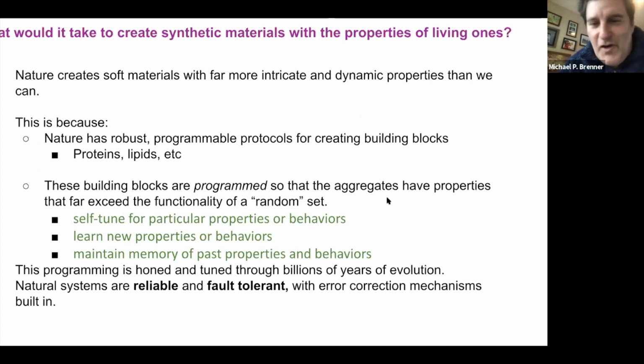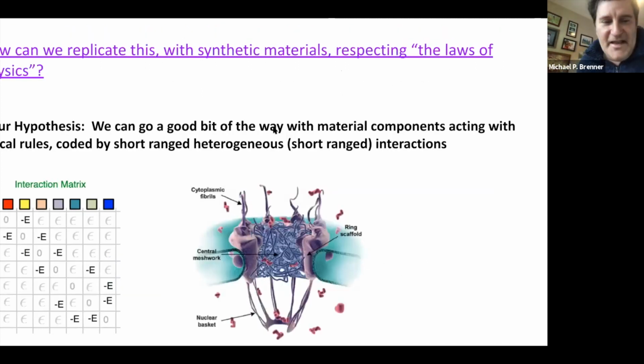There's a school of thought that says the reason it's so hard to do any of this stuff is because you have to tune it so specifically for it to work. It might be robust. There might be a wide range of parameters such that the thing works, but you still have to find where you are in the parameter space for it to work, and that's tough. The programmed building blocks far exceed the functionality of a random set. And on top of that, natural systems are apparently, I don't know if this is true, but it seems reasonable, reliable and fault tolerant. There are error correction mechanisms built in. What would it take for us to have these sorts of features in synthetic systems?